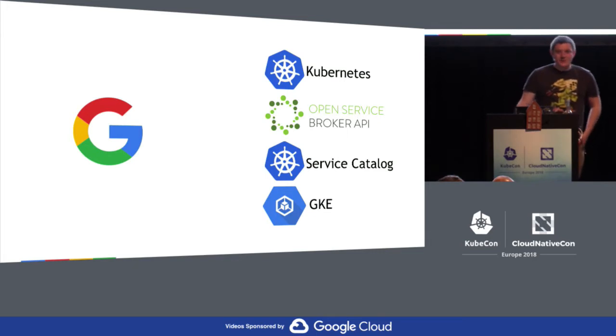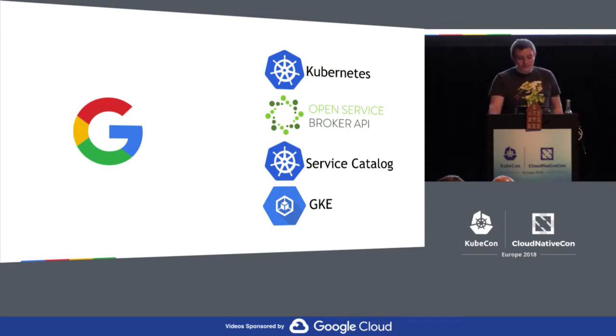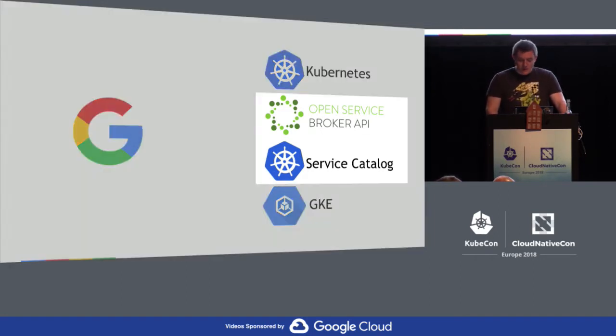I joined a team inside of Google about 8 months ago, and their primary function is working on Kubernetes, Open Service Broker API, Kubernetes Service Catalog, and GKE. And for this talk, I want to focus on Open Service Broker and Service Catalog. I don't really expect everyone to know what those are, but if you do, maybe the 5th time you hear about it, you might get it. We'll see.